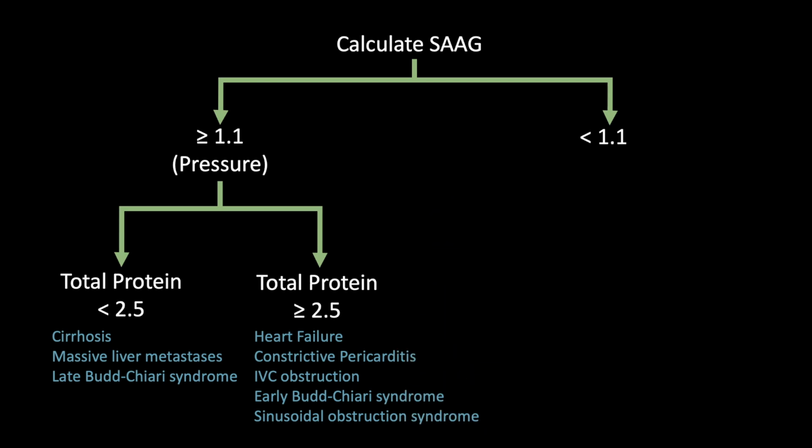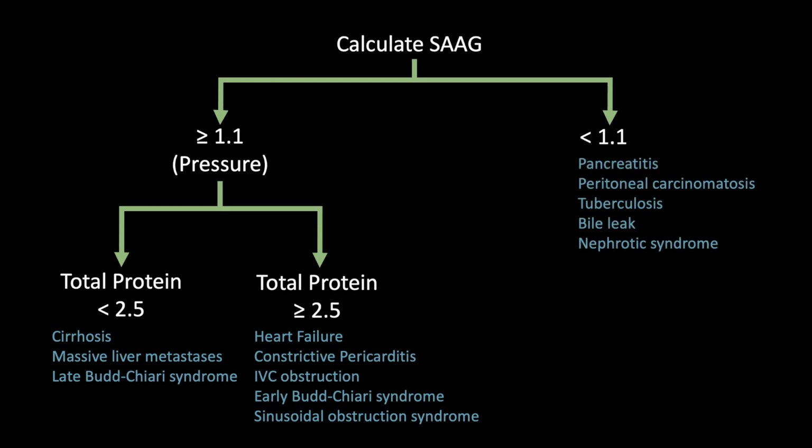Now, what if your SAAG is less than 1.1? Well, as I mentioned previously, with high portal venous pressure, there's no loss of structural integrity of the cells, which is why albumin remains in the portal vein. We have to ask ourselves what would cause such a cellular disruption to allow albumin to spill into the peritoneal space. Now, these are arguably some of the more sinister things.